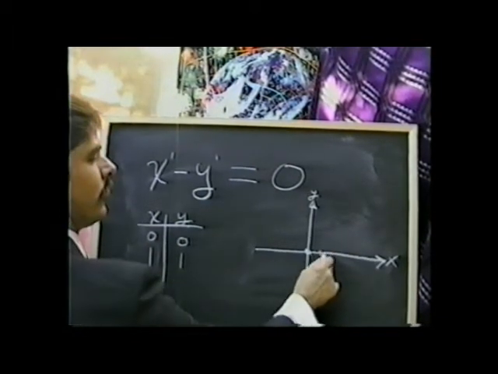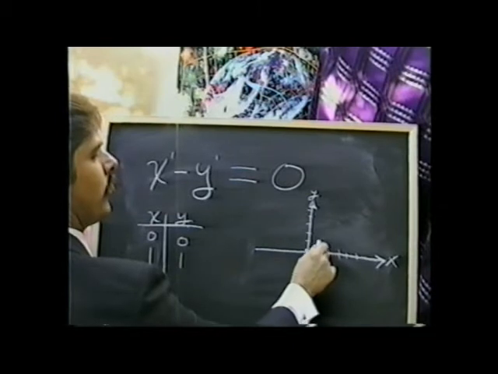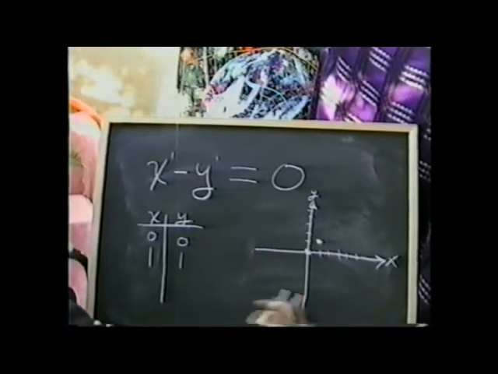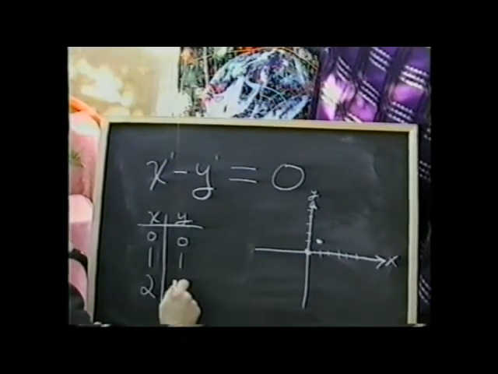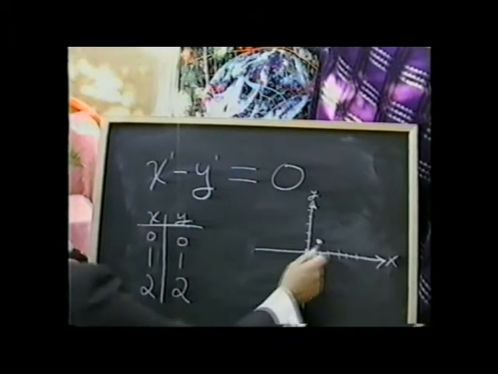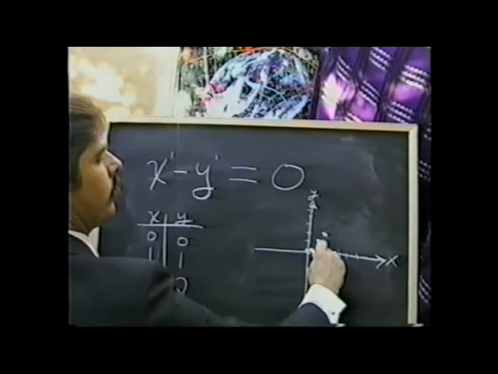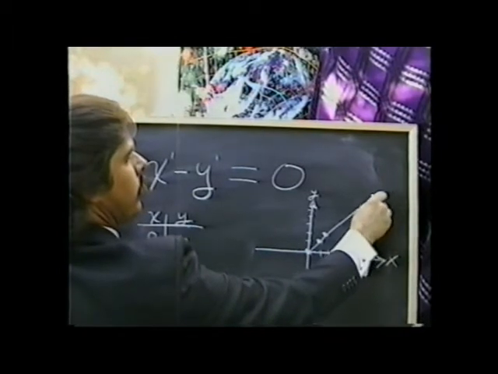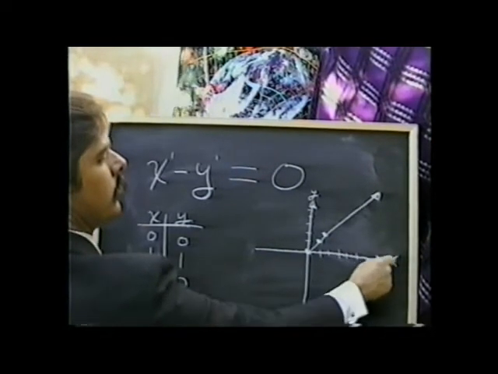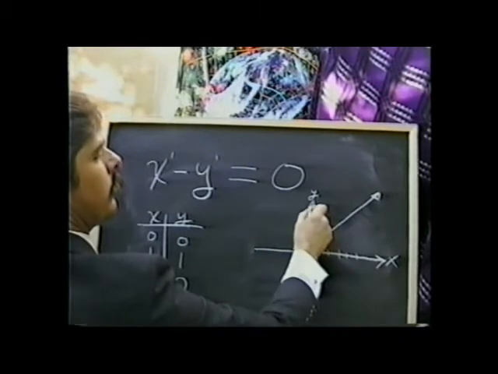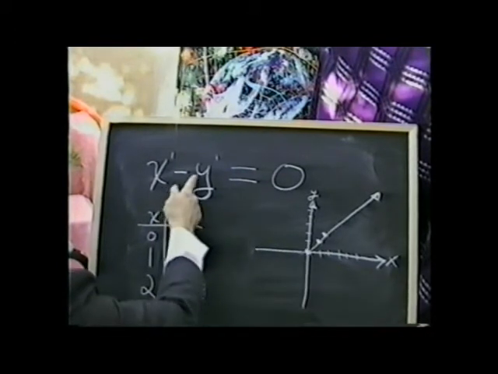In order to graph this, we come over 1 for x, we come up 1 for y. Put a point there. Our next, say 2. If x equals 2, 2 minus 2 equals 0. So if x equals 2, y equals 2. Now with these 3 points, we can now determine a straight line through those. And this tells us that just about any value of x we want to pick is going to have an equal number for y.